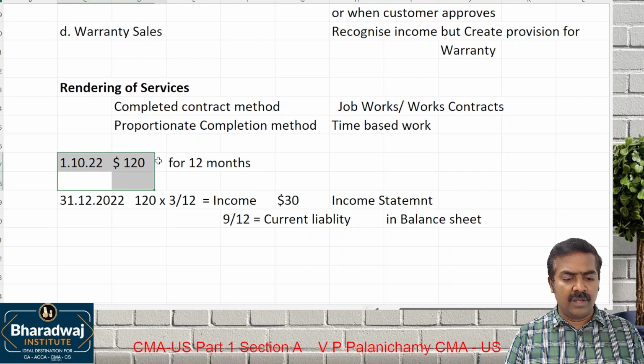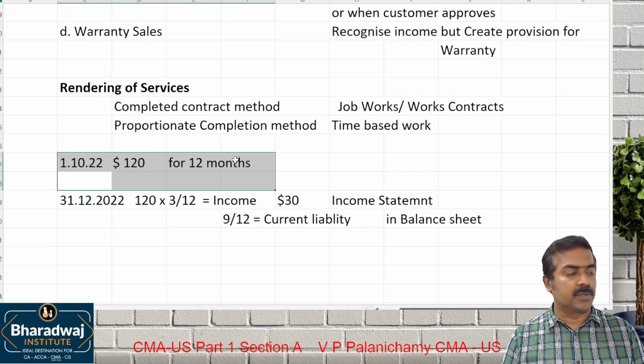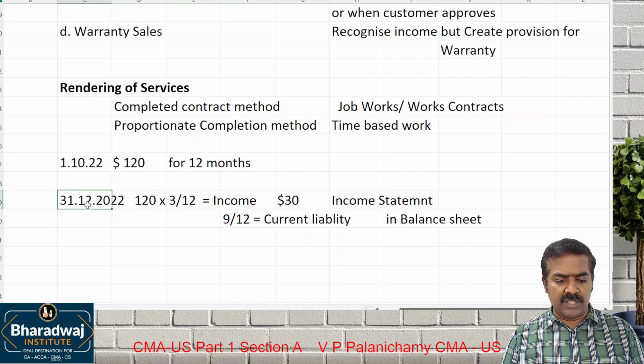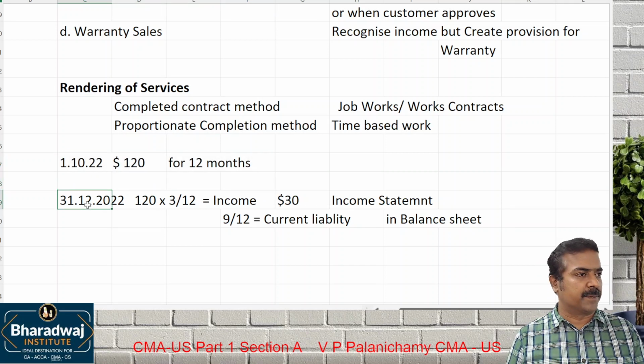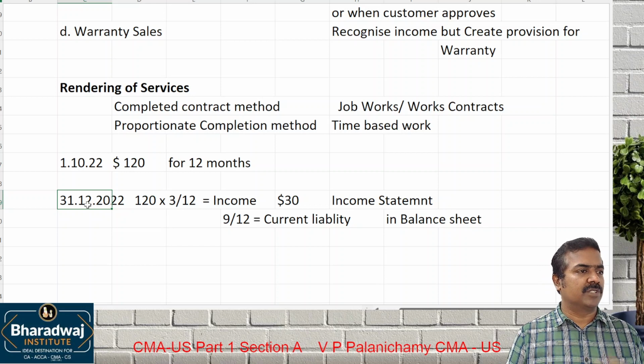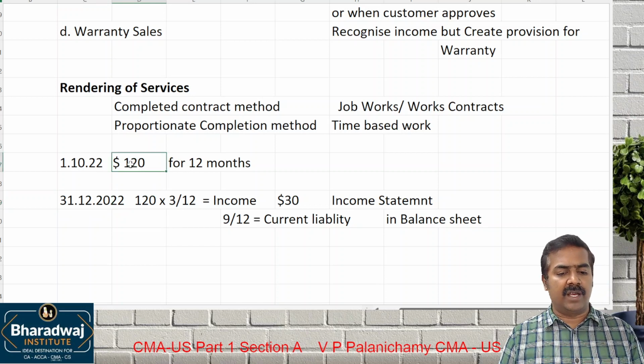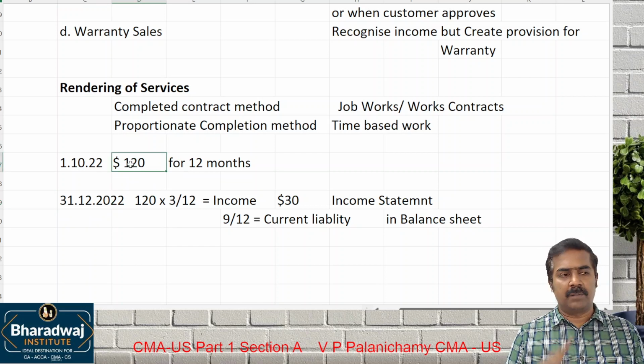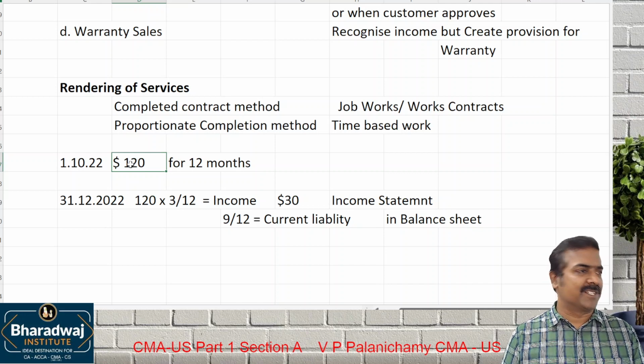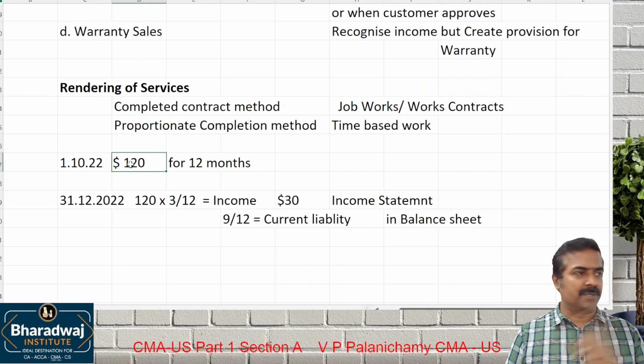They will give you like 1/10/2022 for 12 months, $120 were taken. On 31st December 2022, the balance sheet is prepared. How will it be treated in books? They will give you options. A. Entire 120 will be taken as income. B. Entire 120 will be taken as what? A current liability.